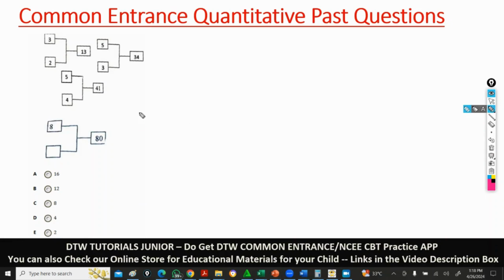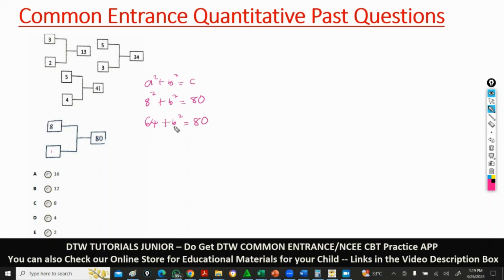Remember, what is our formula? A square plus B square equal to what? C square. So here we've been told that we have 8, we don't know B. So our 8 is A, which is 8 square plus B square equal to 80. So what is 8 square? That is 64, right? Plus B square equal to 80.